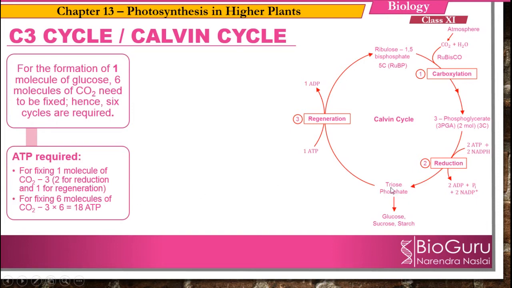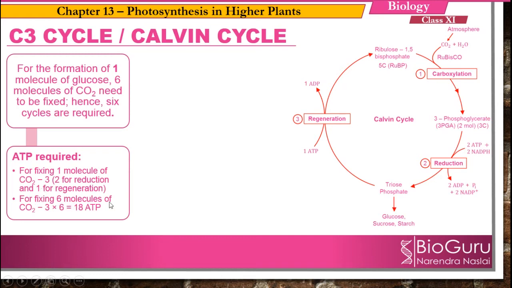So here from triose phosphate, ribulose bisphosphate is generated. During this regeneration, one more ATP is utilized. So in total, how many ATPs are utilized for fixing one molecule of carbon dioxide? Yes, it is 3: 2 ATP in reduction and 1 ATP in regeneration for one carbon dioxide fixation.